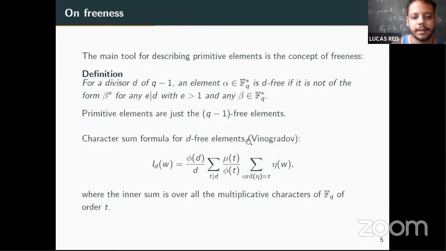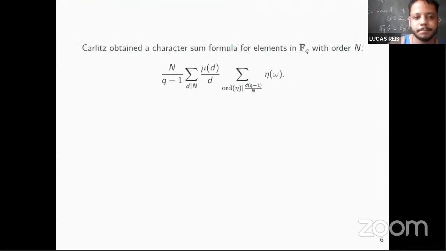As I said at the introduction, we have a character sum formula for free elements. I said it was for primitive elements, but it is more general. We have a character sum formula for the indicator function of free elements. It's right here: we have the Möbius function, Euler's phi function, and also the sum of characters of order t, where t varies over the divisors of Q minus 1.